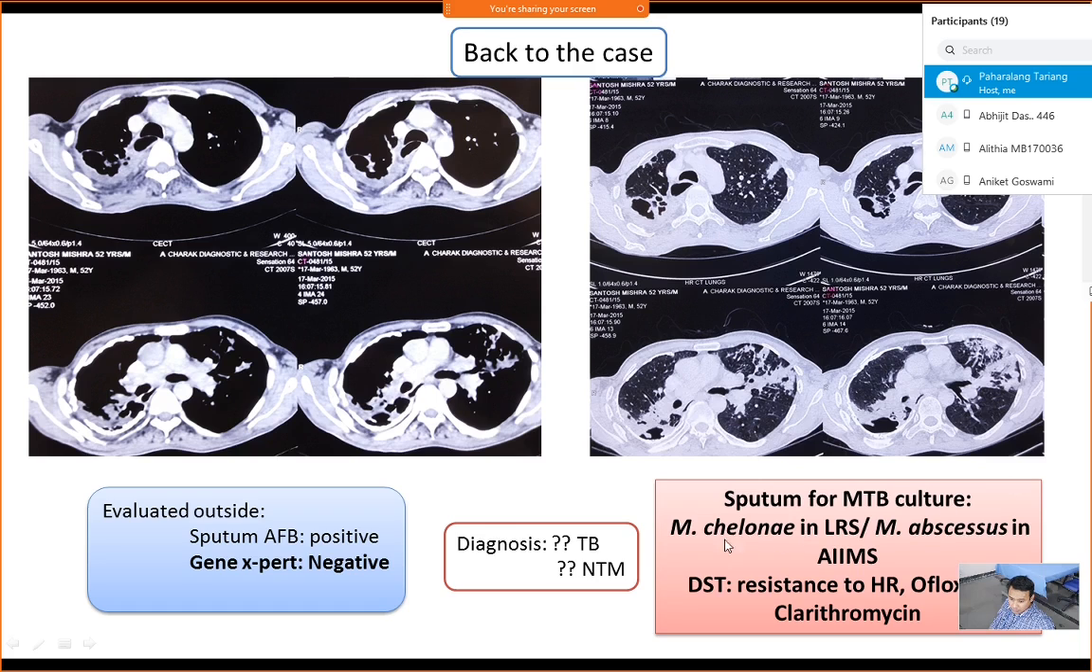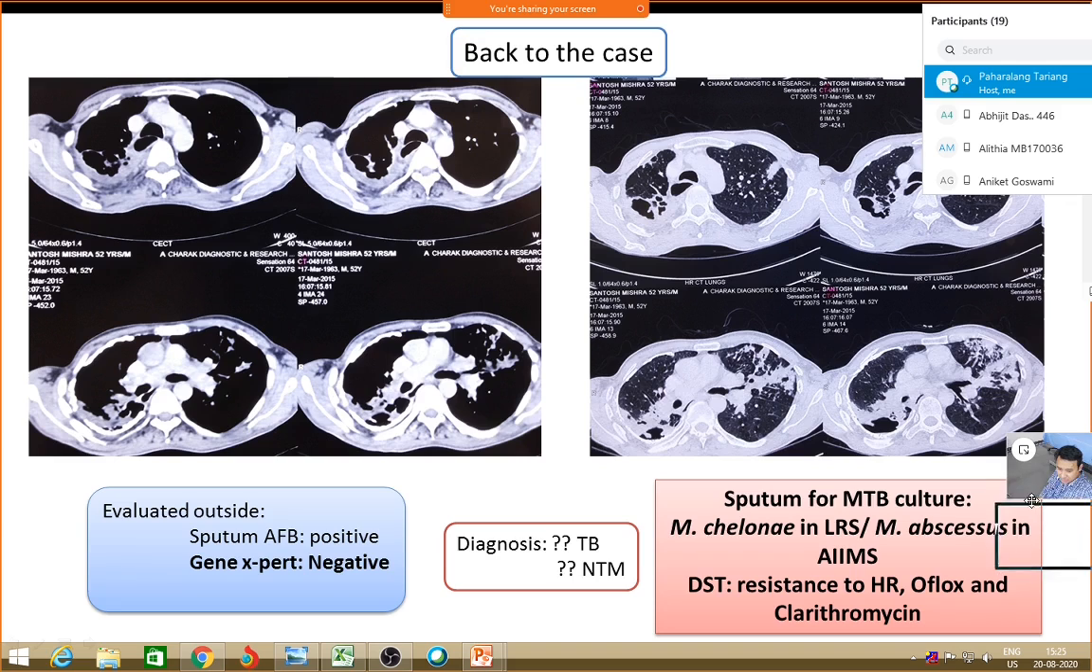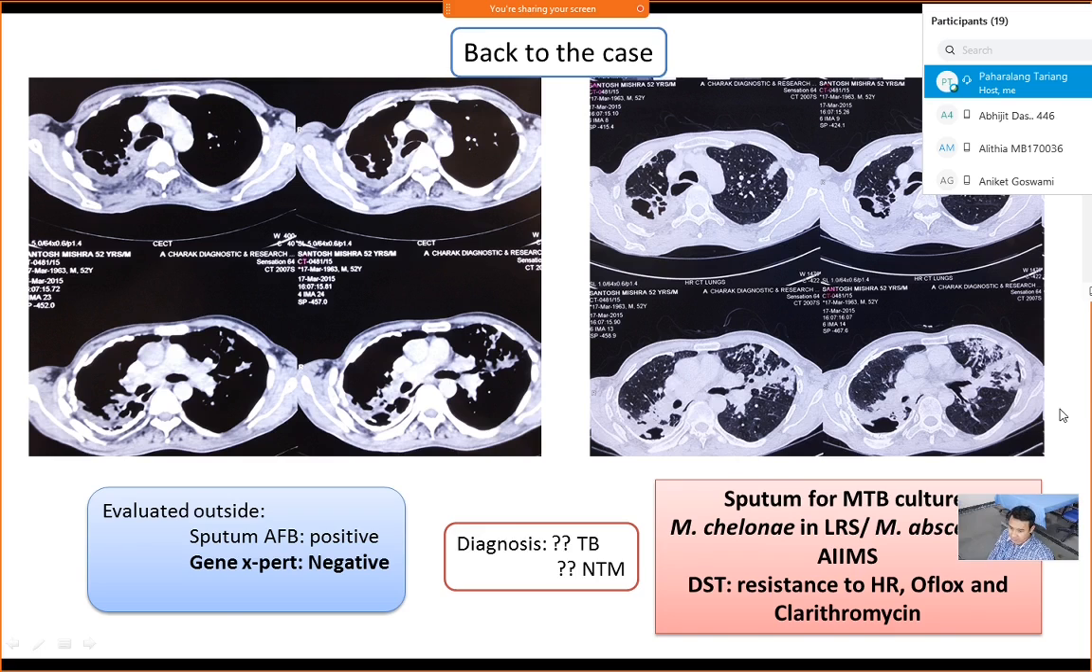And then we sent cultures to both the NITRD, that is the LRS Institute in Delhi, and also at AIIMS, and the culture for the sputum had grown Mycobacterium chelonae and Mycobacterium abscessus, which are non-tubercular mycobacteria. And DST of this sample showed that they were already resistant to isoniazid, rifampicin, ofloxacin, and clarithromycin. This resistance was expected since they had already received extensive treatment, so obviously there was a higher chance of developing drug resistance.